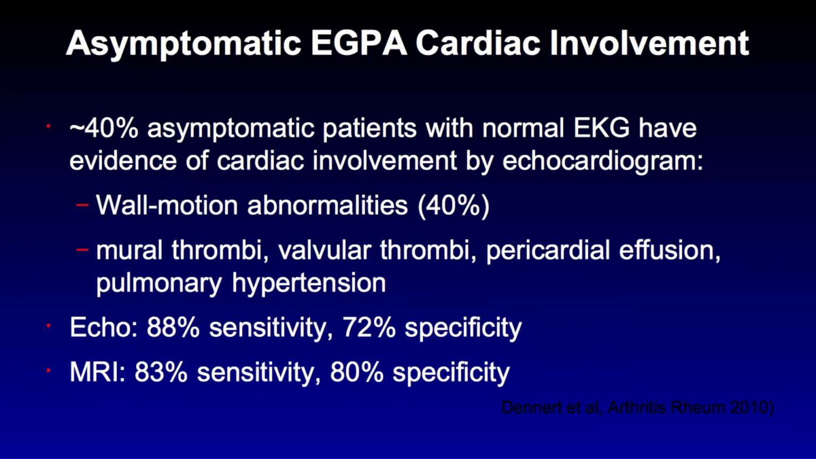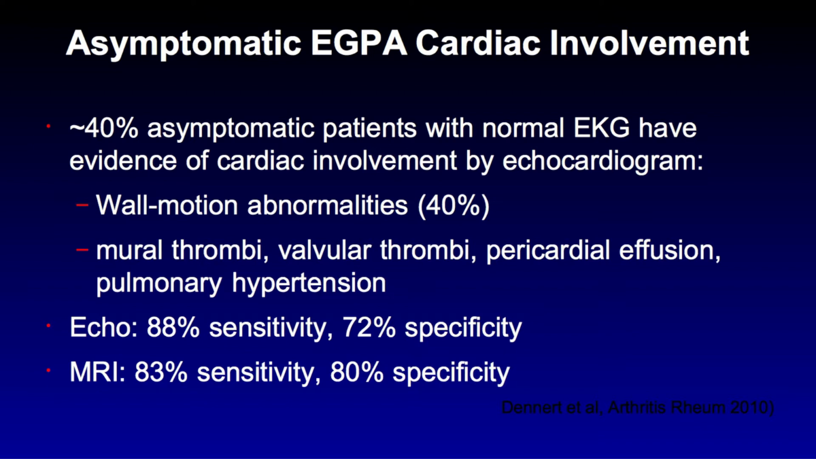So the asymptomatic EGPA cardiac involvement, which is the answer to that question: really, 40% of asymptomatic patients with normal EKG have evidence of cardiac involvement. And in fact, in remission, a lot of patients continue to have persistent MRI-based changes that we actually observe. So that means that there is indolent disease that may not directly link to clinical symptoms of remission or relapse.